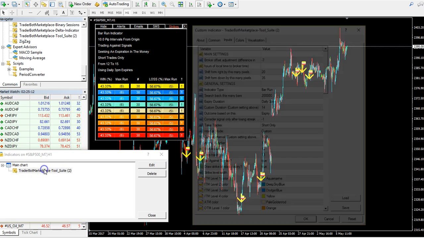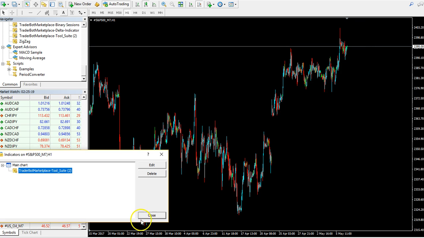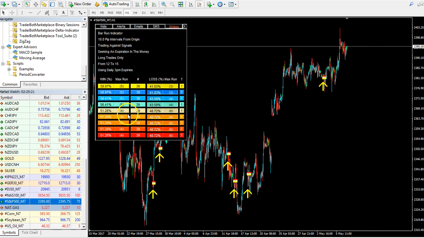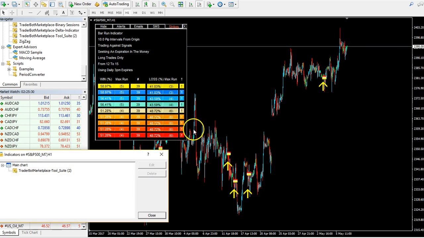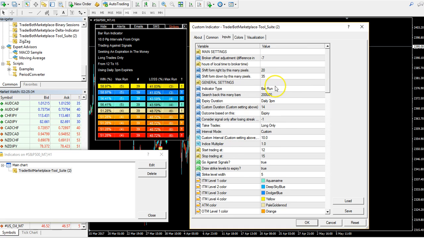Longs are 51%. However, I don't like it because there's 6 losers in a row versus 4 winners in a row. So I might just scrap this one. And I might go down here. We're just looking at bar runs still. I might go down here and alter the trade times.